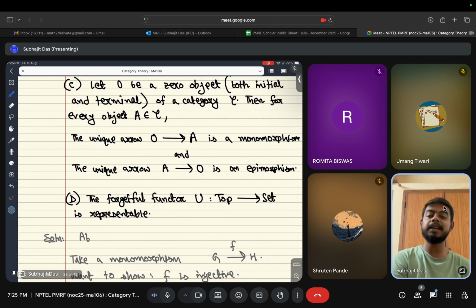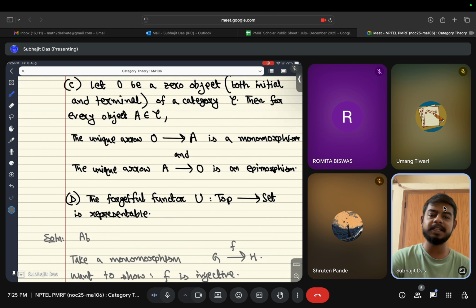Okay, the final part: the forgetful functor U from Top to Set is representable. Who here doesn't know what Top is or what topological spaces are? Does everyone know what topological spaces and continuous maps are? If you don't know, you can write in the chat. We won't be defining what topological spaces are. We'll just skip the problem.